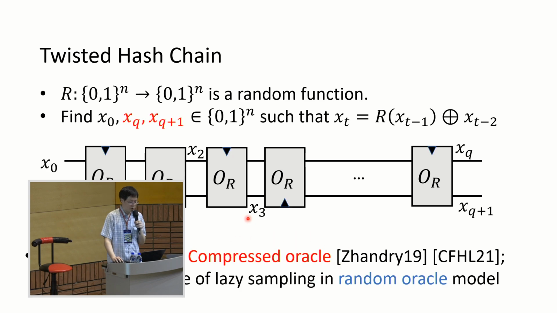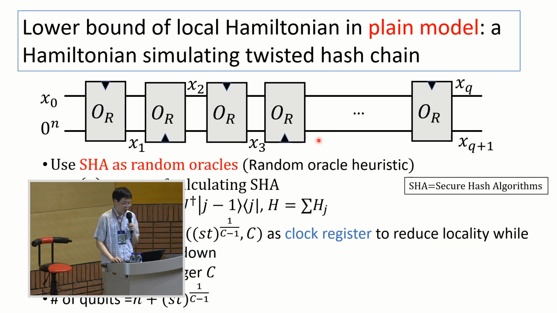And just one thing about how we prove the twisted H chain is hard: we use this compressed oracle technique developed by Mark Zhandry. As we said, this is also in the oracle model, but for random functions, we have the random oracle heuristic, which basically believes that those SHA functions can simulate a random oracle really nicely, and they are secure. Because we just replace those random oracles with SHA, we believe that in the plain model, calculating this is also hard. So we require some O(t) time.